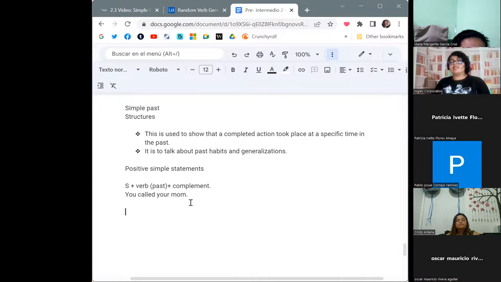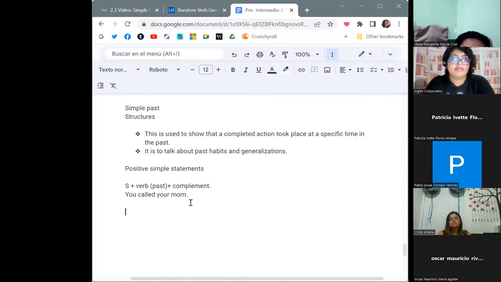Then we can practice with long statements. But it's almost the same thing. So you are just going to add different elements to complete these long statements. But this is the base that we need to remember to create this kind of statements. And in this case, we are going to use the simple past to express the idea that an action started and finished at a specific time in the past. And sometimes the speaker may not actually mention the specific time. So it is not necessary to mention the specific time in which this action took place.